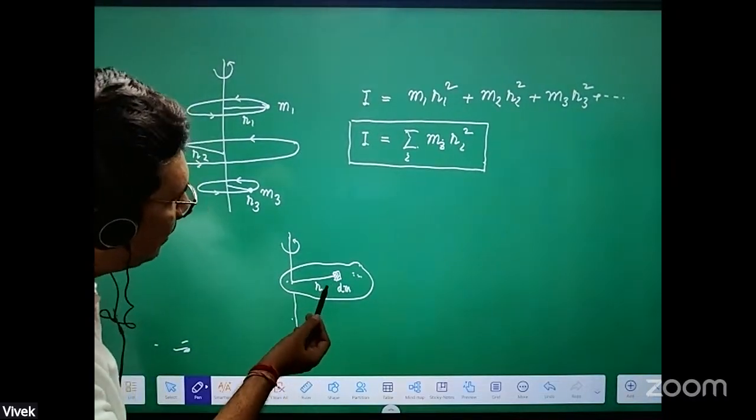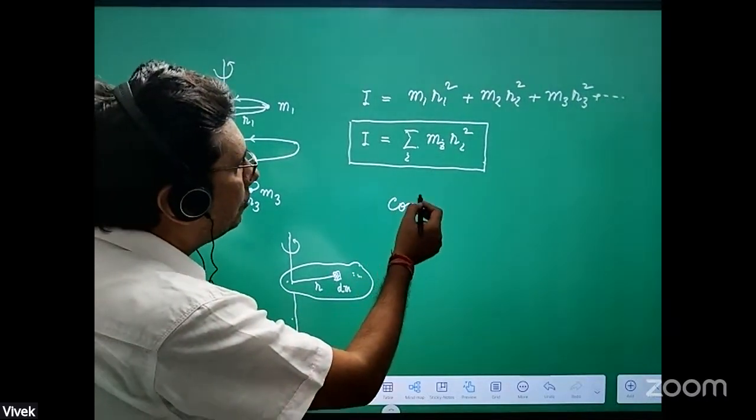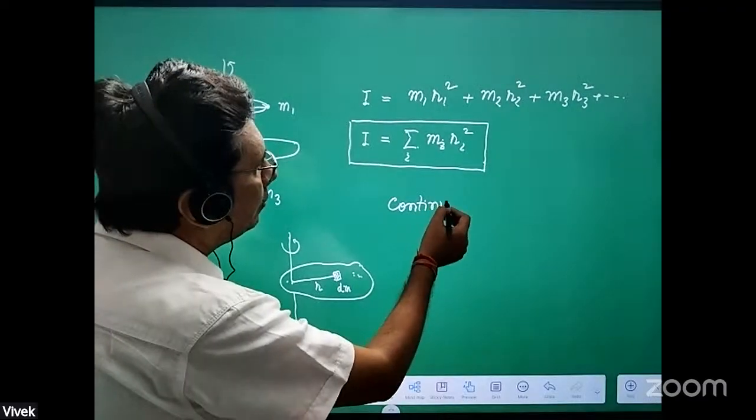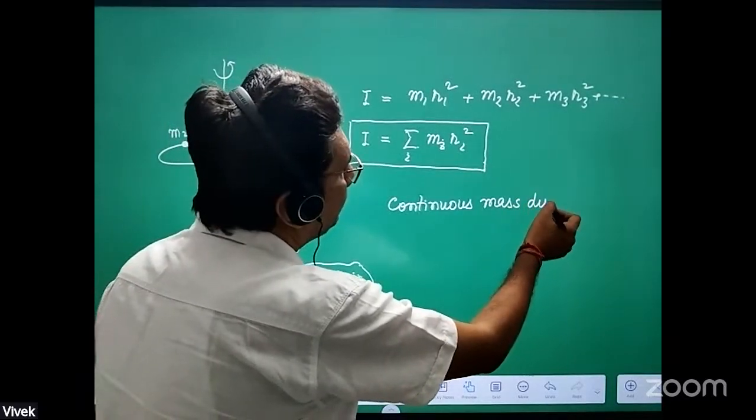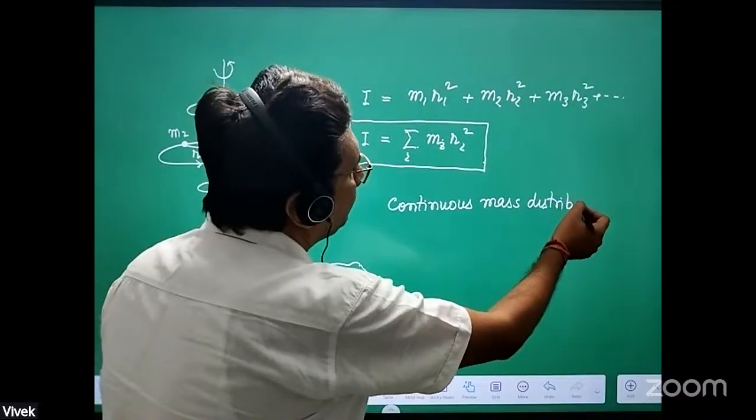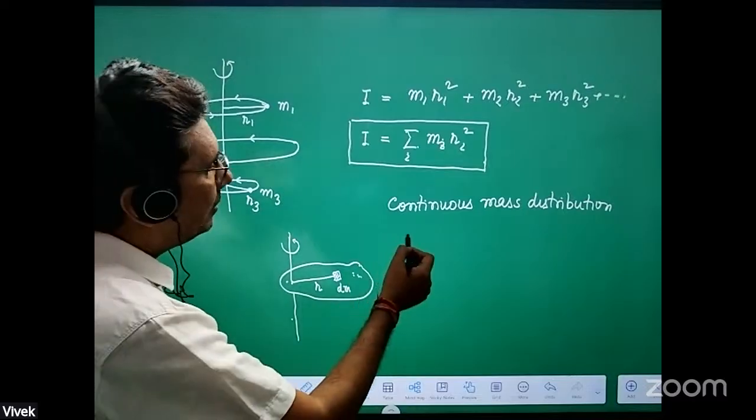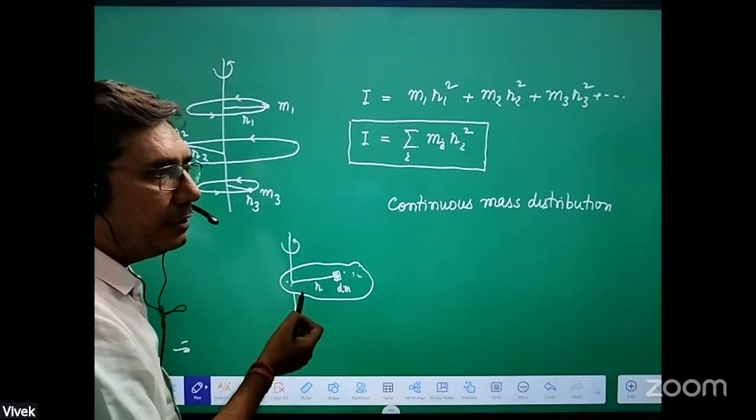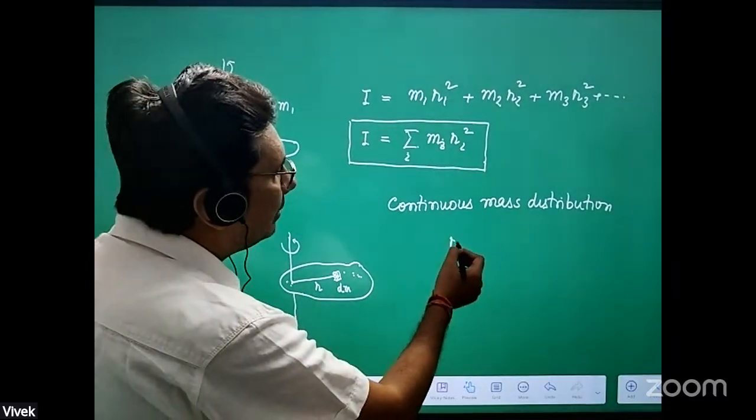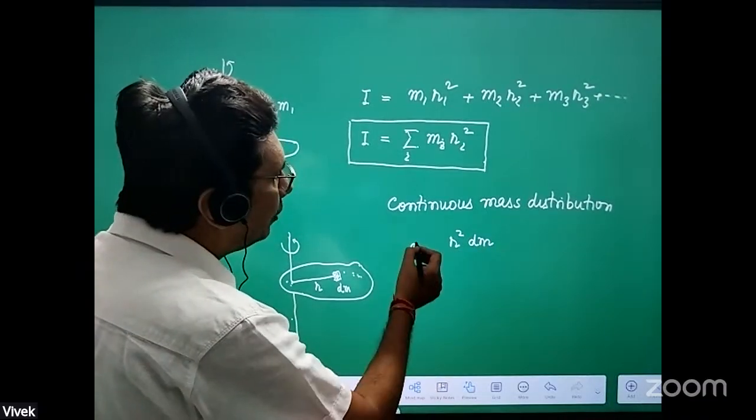So here in this case, if you are having a continuous mass distribution, then what will be the moment of inertia of this element? That will be dm and r square. So you can write it as r square dm. This will be the moment of inertia of this element, dI.